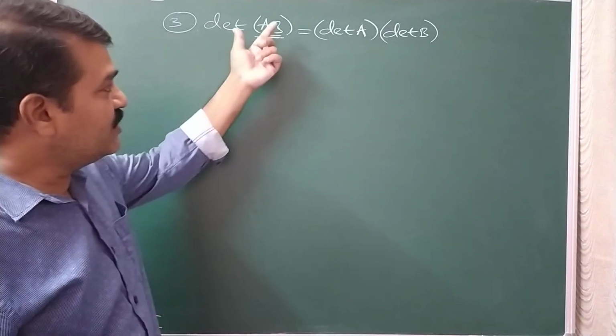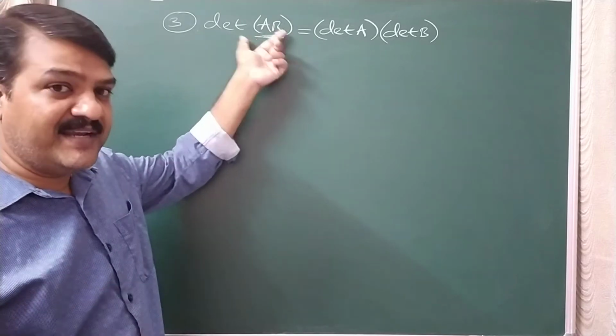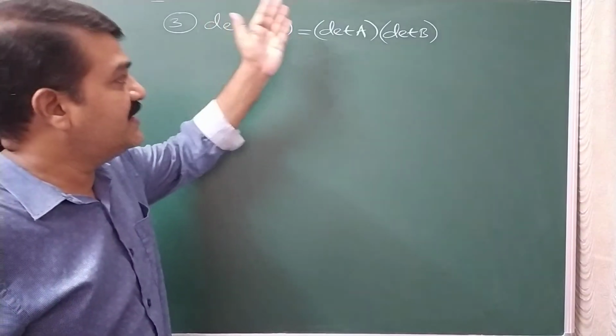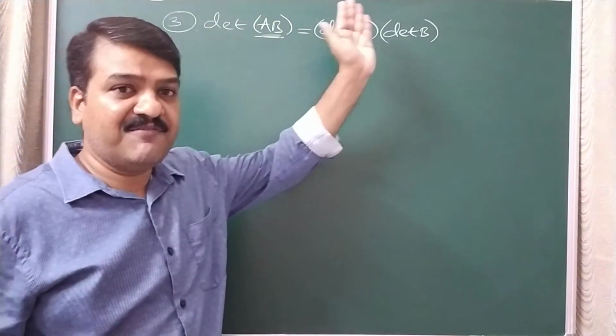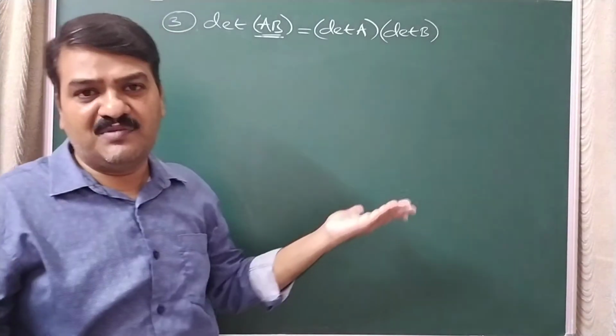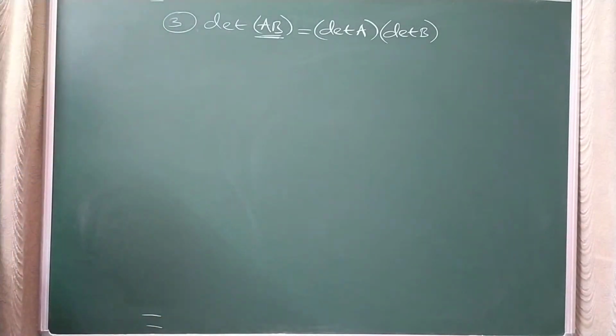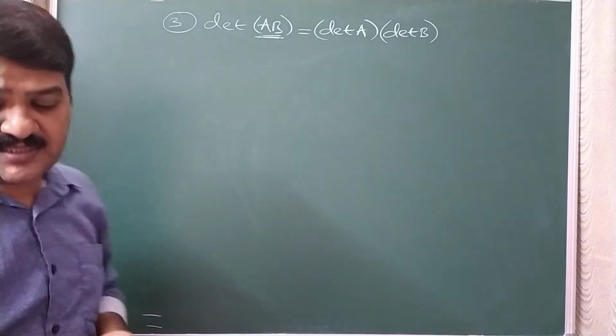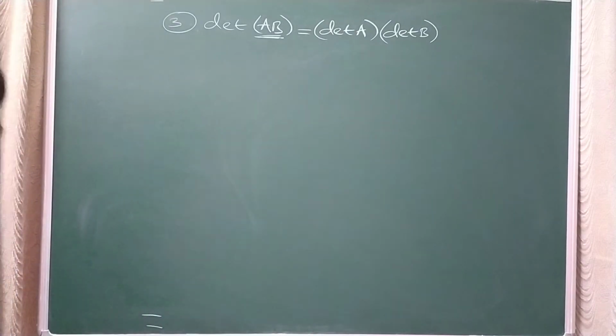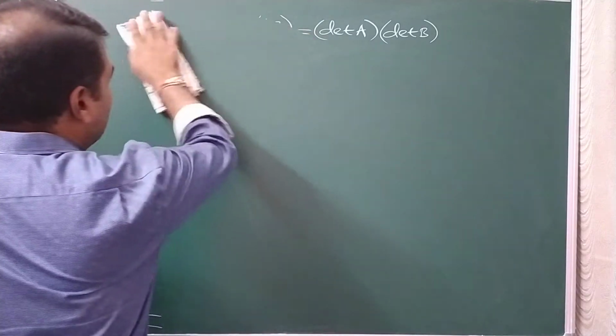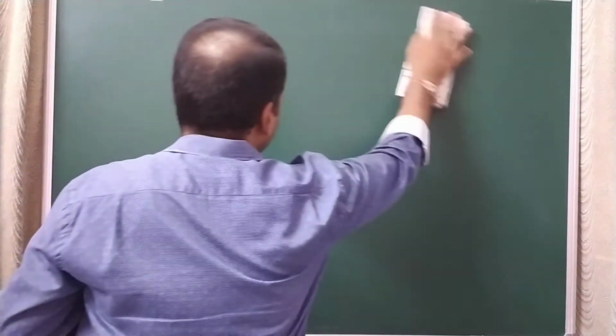So you multiply A and B, find its determinant. That is the same as finding det A, finding det B and multiplying. Both will be the same. So that is the property. You can easily verify that by taking any two matrices. That is very easy. Therefore, I am not going to do the verification of that.